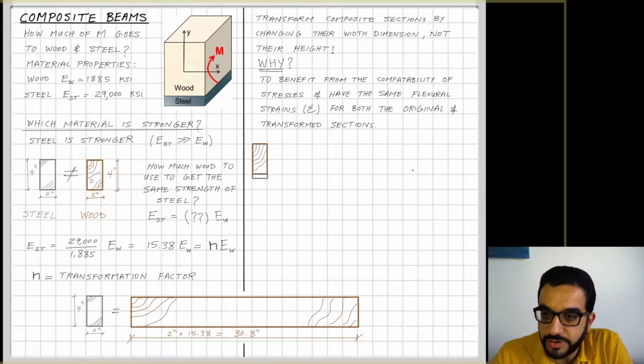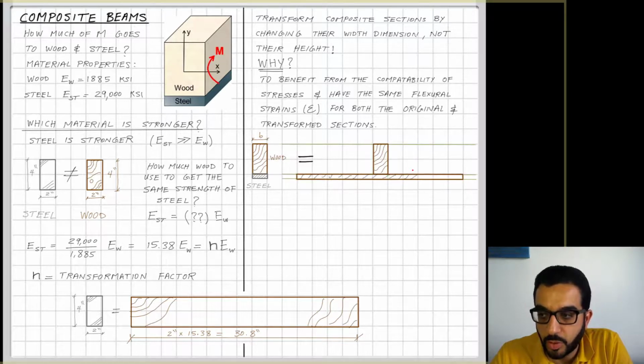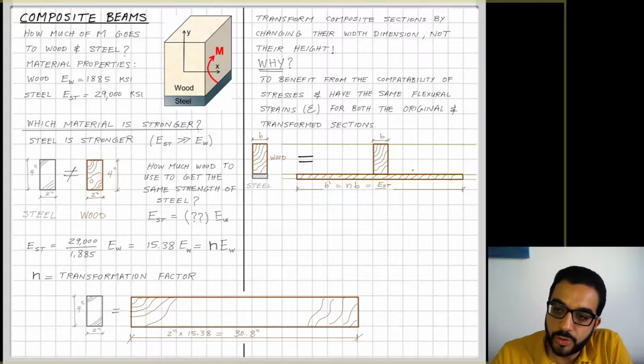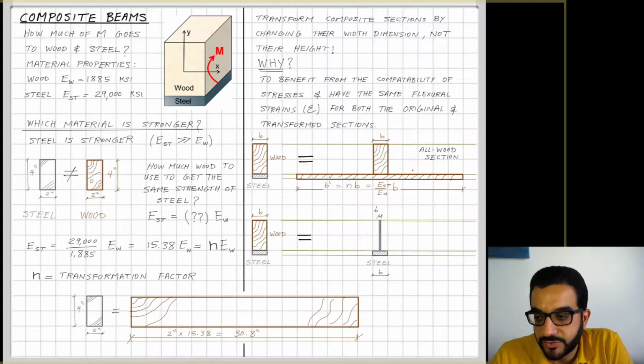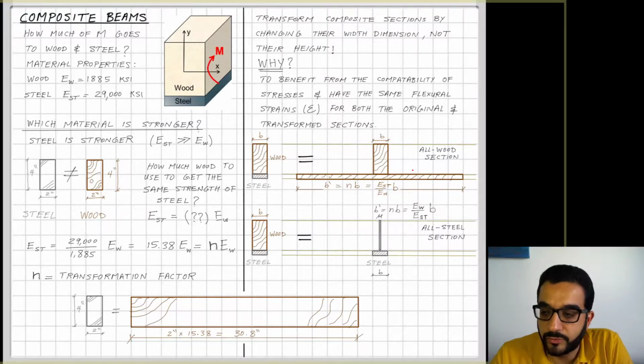So if I go back to the steel and wood section, I will be able to transform it to either an all wood section. So I will keep the existing wood, and transform the steel to wood. And I will increase the width by this factor of steel to wood, or transformation factor. Or I can do that the other way, keep the steel and transform the wood to steel. So it will be an all steel section. You can see here this B prime now is reduced by the ratio of E wood over E steel, not the other way like we did in the all wood section.